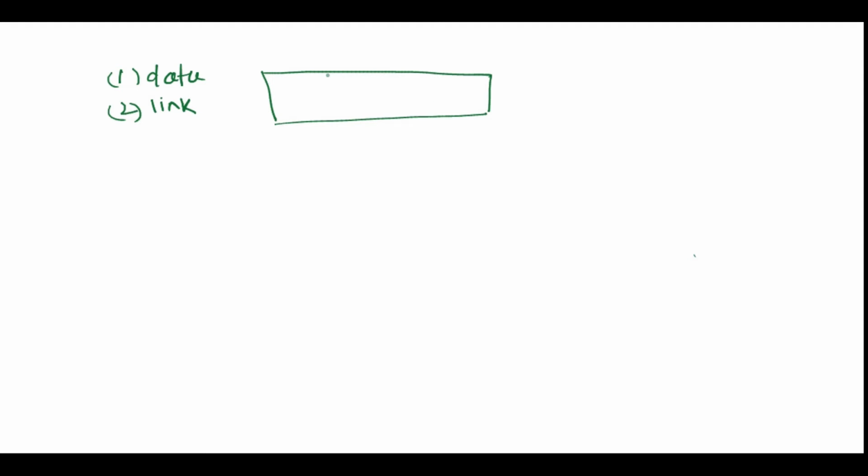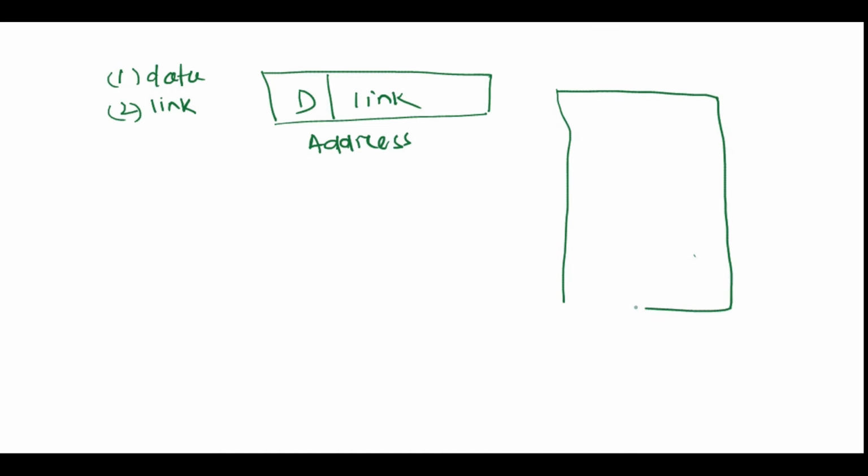Let us first try to understand theoretically how to implement a stack using linked list. As you all know, a linked list has two fields. One is called the data field, and the second is called the link field. The linked list node also has its address. Now, suppose this is the stack space. Initially the stack is empty.